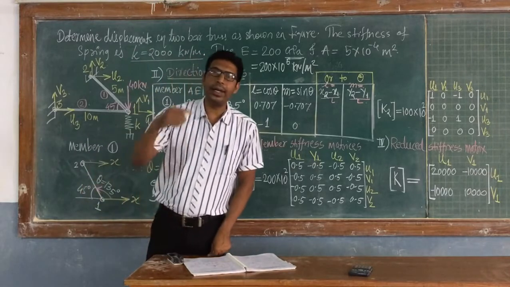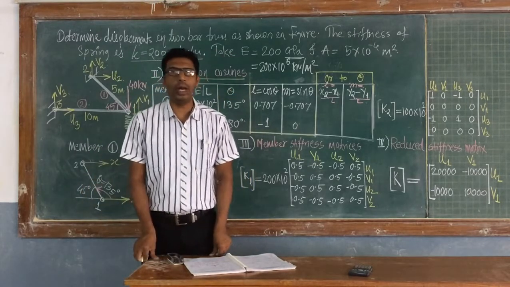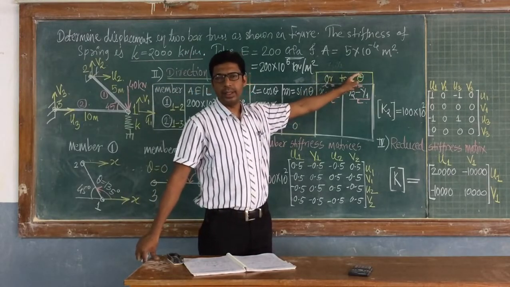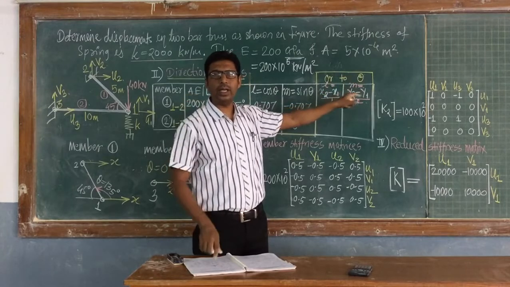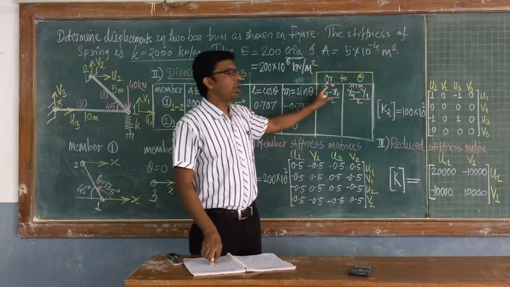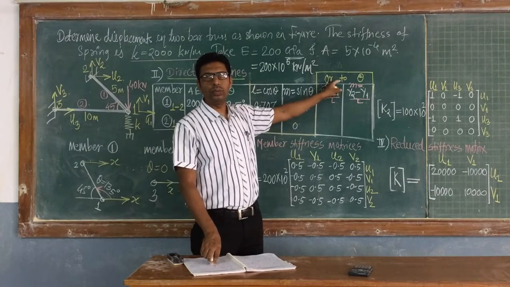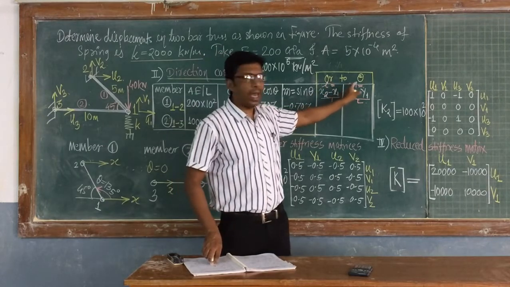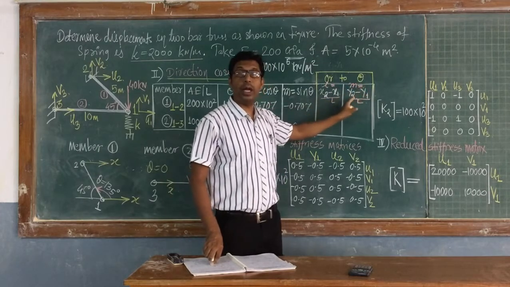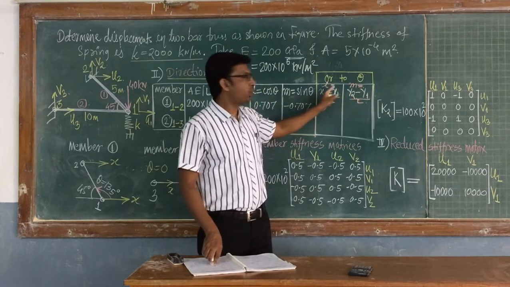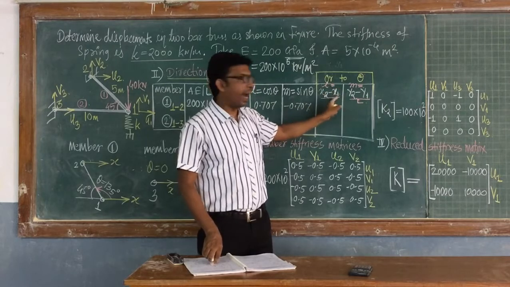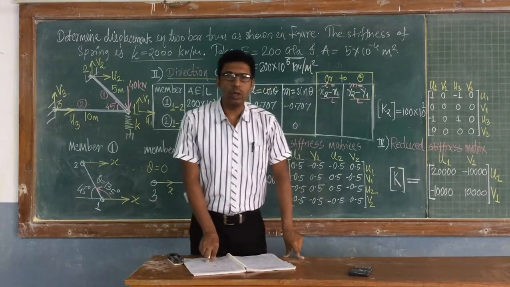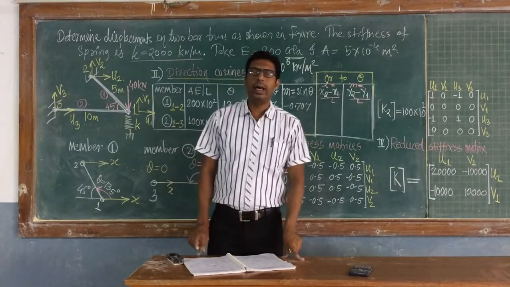Now we'll see that alternate method to calculate small l and small m. So this is R2 theta. If you have any problem in theta calculation, you can use this method. So small l is equal to x2 minus x1 upon L, and m is equal to y2 minus y1 upon L. Okay? So what is x2 minus x1?